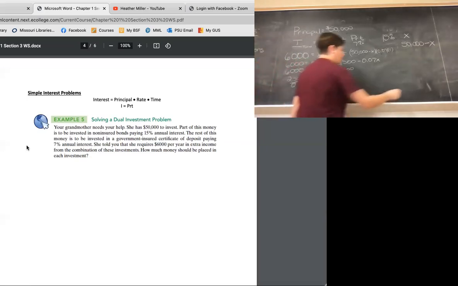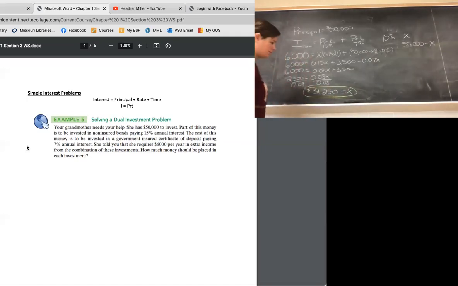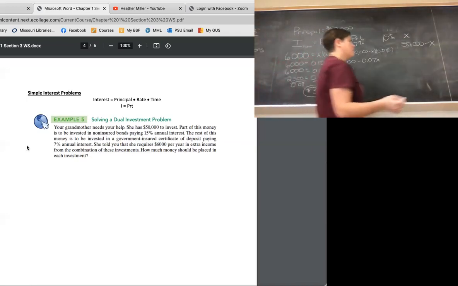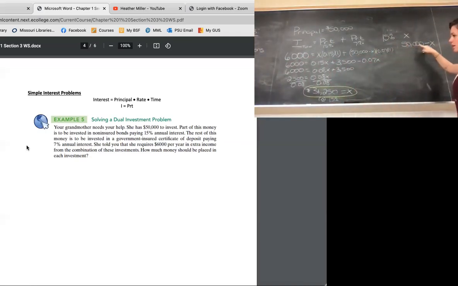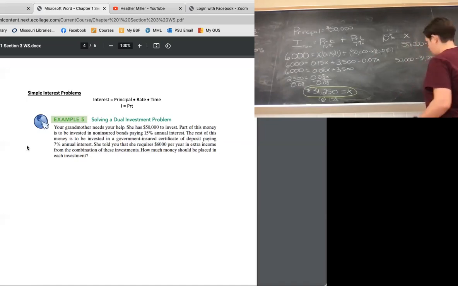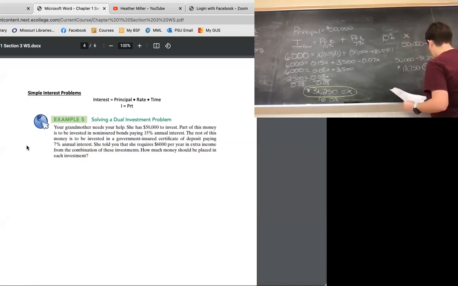You might think, okay, well, what does that tell me? Well, what did our X stand for? What did we let it stand for? The X is the amount at the 15%. So we're going to invest $31,250 at 15%. So then what do we invest at the 7? Well, we said the 7 was 50,000, take away whatever we invested at 15. So we have 50,000 minus the 31,250, and that gives me $18,750 that's invested at the 7%.